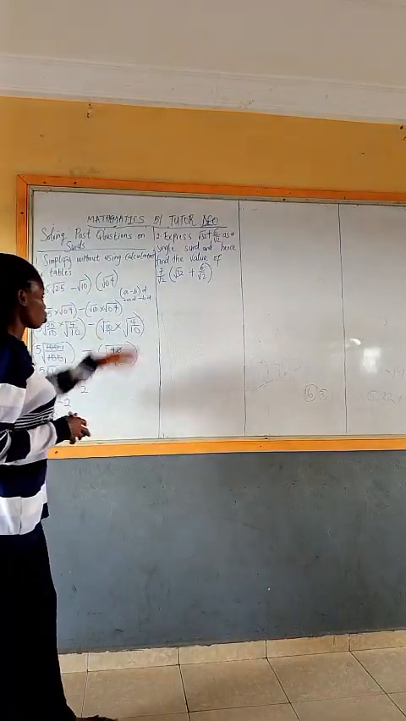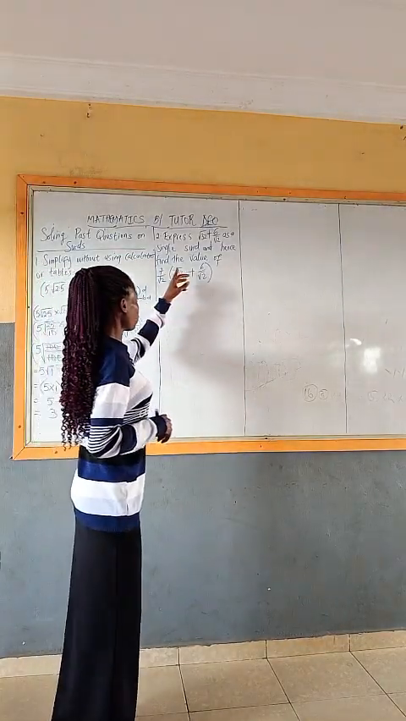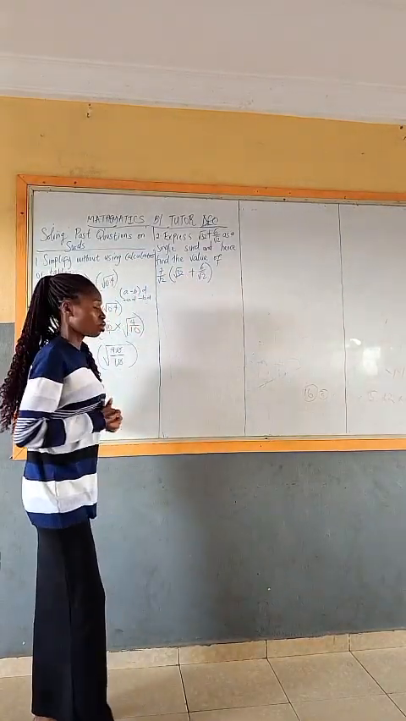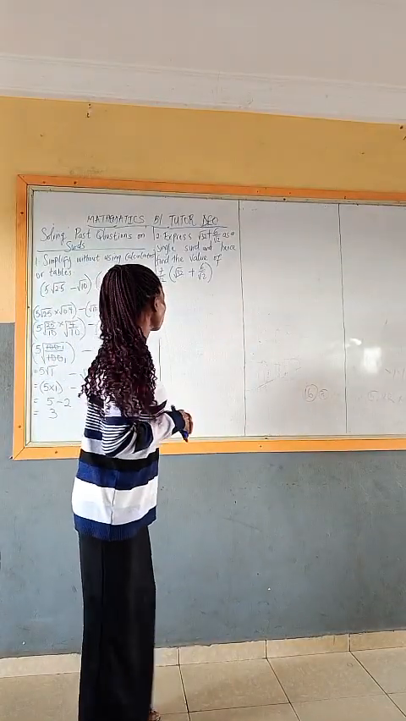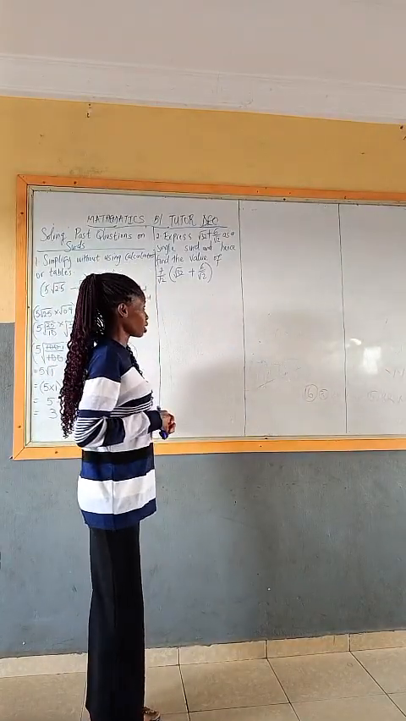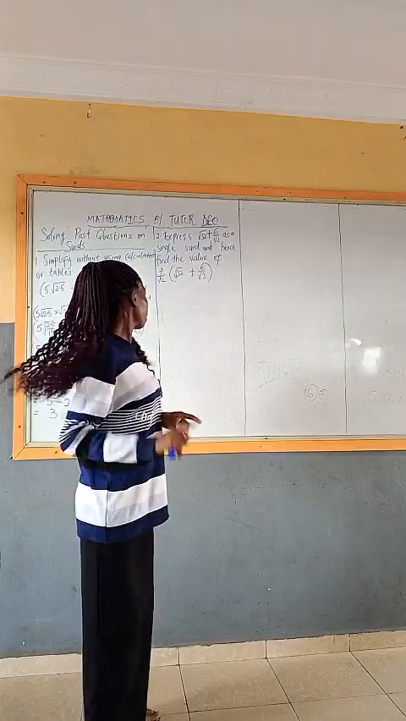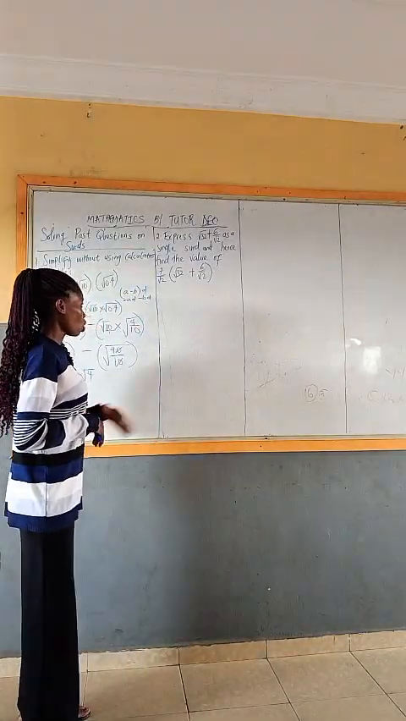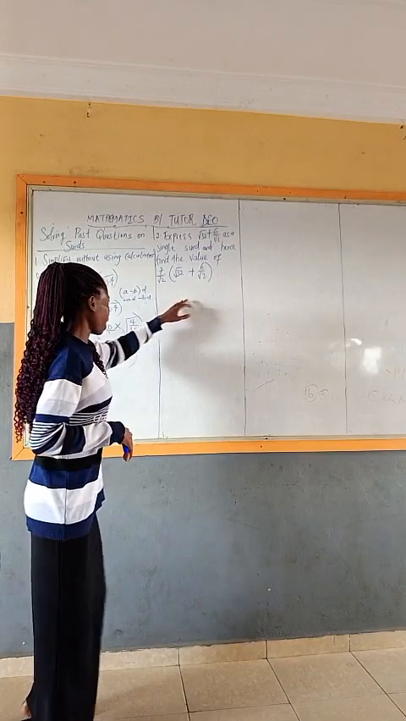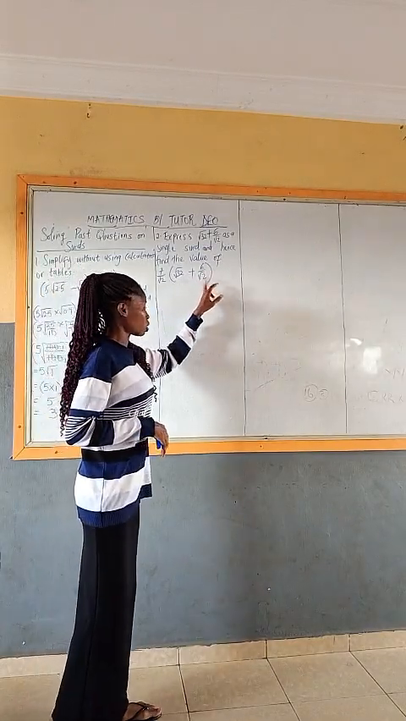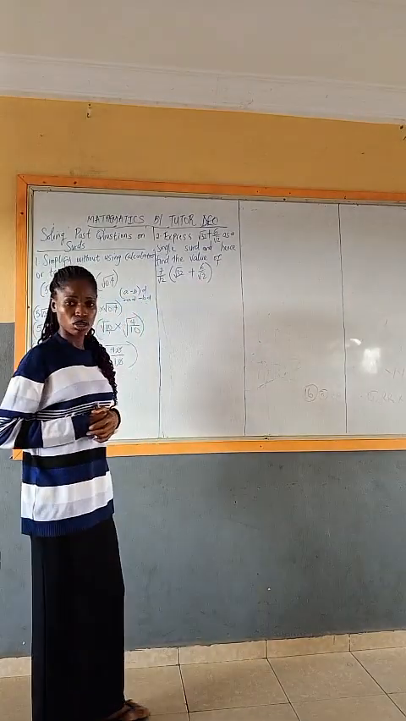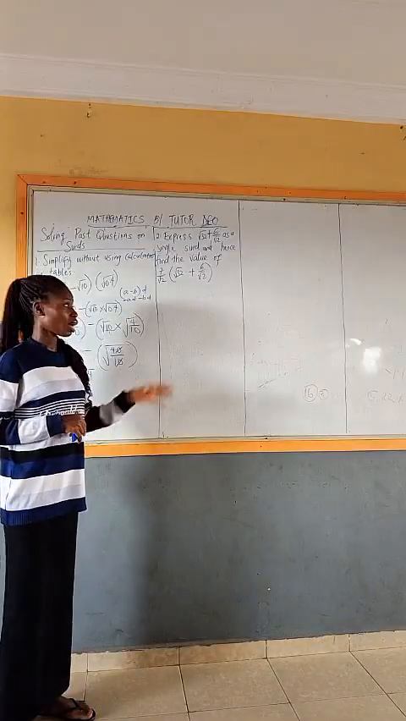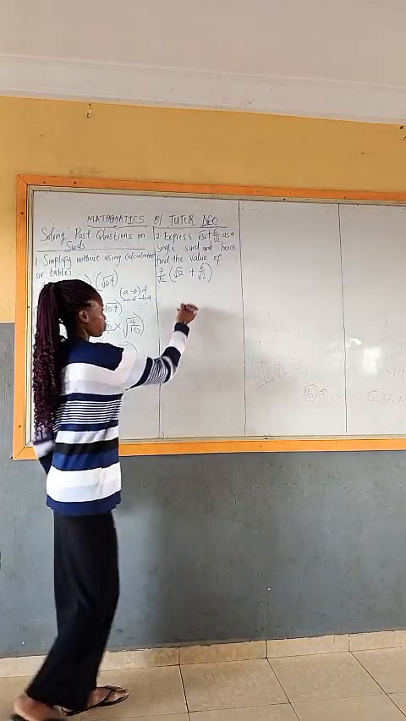Let's move on to this. Express root 32 plus 6 root 2 as a single surd. And hence, find the value of 7 over root 2, all into bracket, root 32 plus 6 over root 2. Close your bracket. So now let's do this together.